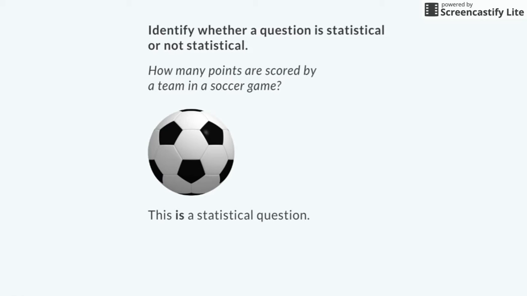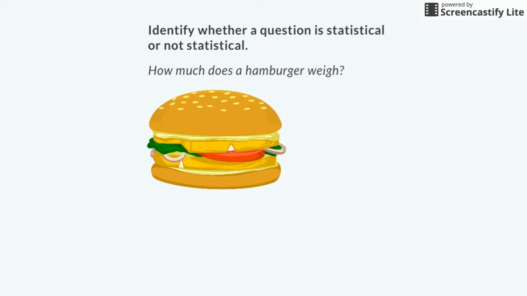What about the question, how much does a hamburger weigh? There isn't a standard weight for a hamburger. Some restaurants sell small hamburgers, and some sell huge hamburgers. Plus, if you make a hamburger at home, you can choose to make it any weight. Since the weight of a hamburger can vary, this is a statistical question.